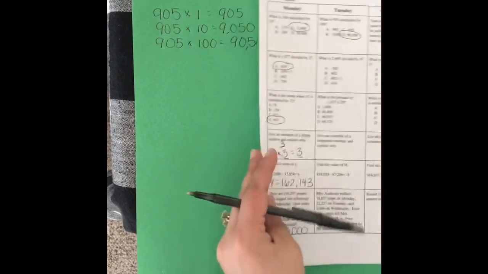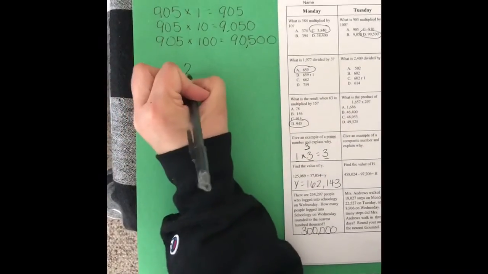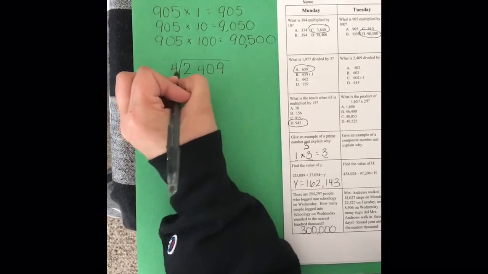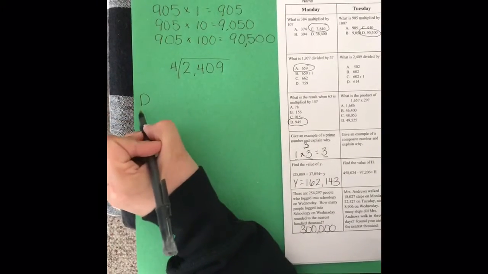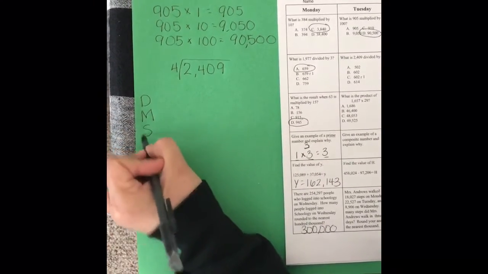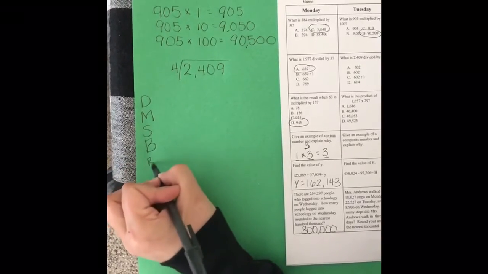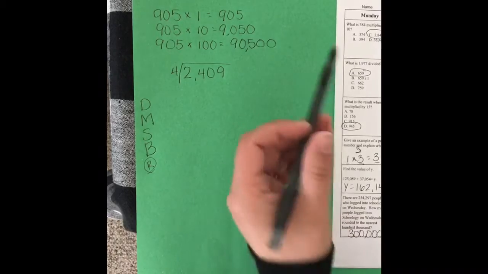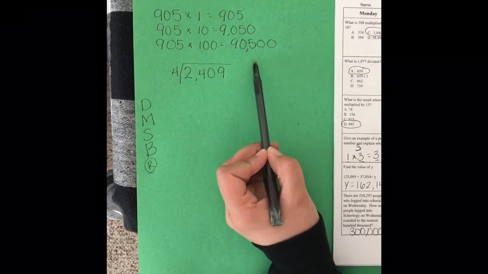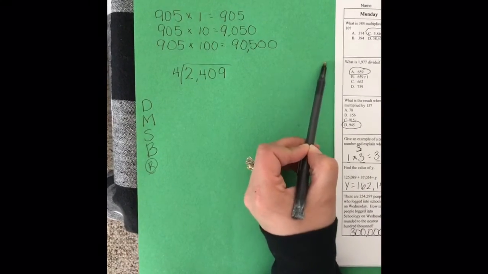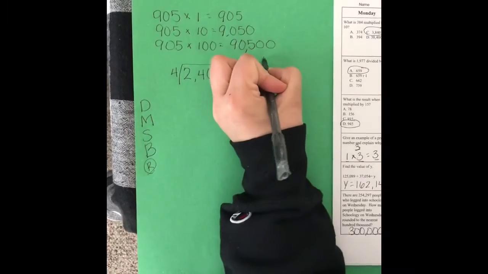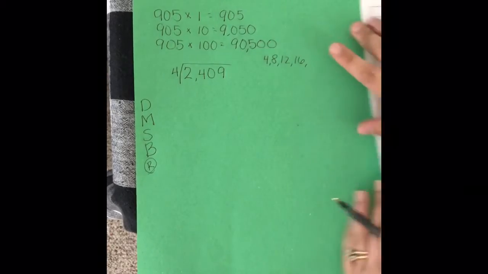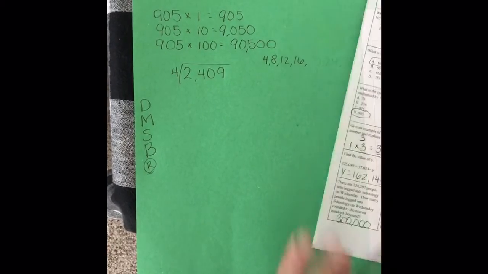All right, moving on. Your guys' favorite division, 2,409 divided by 4. First, we list out our steps: divide, multiply, subtract, bring down, repeat. Then off to the side, I'm going to pause my video, and you can too. Take a minute and list your first 10 multiples. Multiples, another word for skip counting, for the number 4: 4, 8, 12, 16. Keep going all the way till you get to 40. Check back.